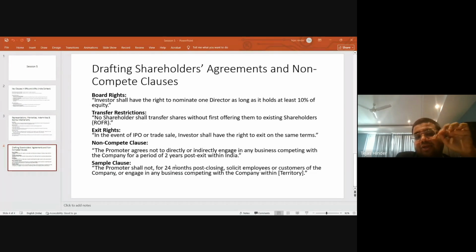And also, when you use words like competing business or territory, you need to define them clearly within the clause or as part of the definitions clause, on the basis of which the non-compete or non-solicit clauses are drafted.